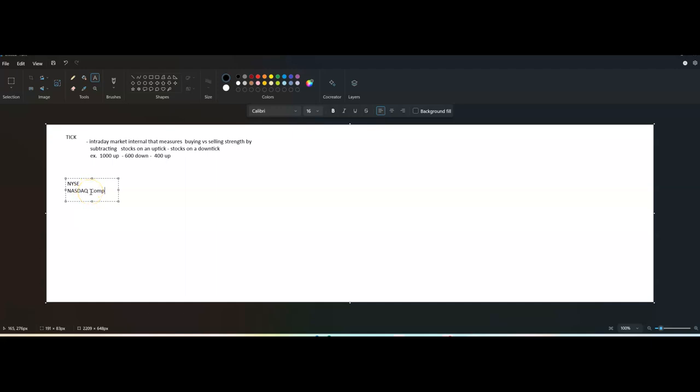The 100 is not enough. You need more. The composite is like 2,000 plus stocks. There's also a tick for the 500 S&P stocks. But the two key ones are the NYSE and the NASDAQ comp. In my opinion, this is the only internal that only looks intraday without looking at yesterday's close.